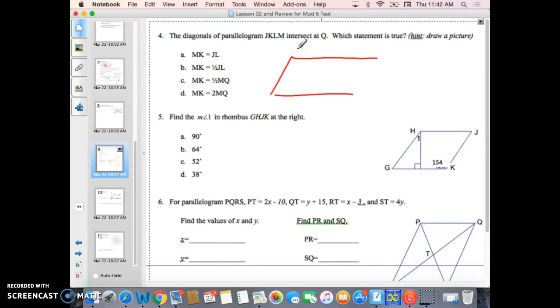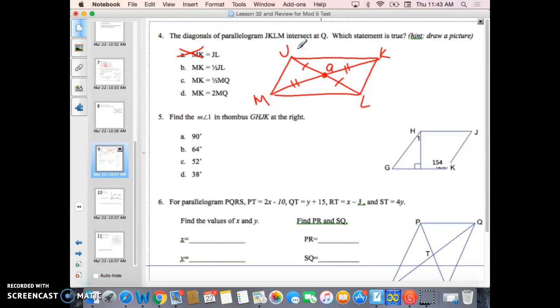And remember, when you're labeling a parallelogram, you start at J. This would be K, L, and M. And we've got these diagonals. They're going to intersect at Q. Now I know this is going to be equal to this, and this is equal to this. Okay. So it says MK is equal to JL. Well, that's a no. That would only happen if it was a rectangle.